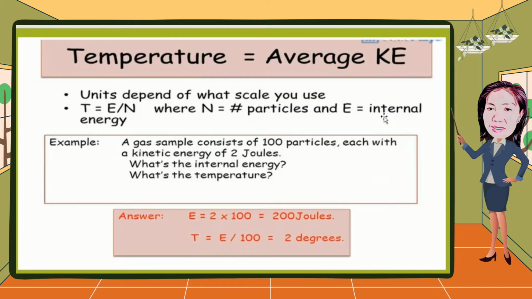So substitute now the value of E, the total kinetic energy, which is 200 joules, divided by how many particles? There are 100 particles. So 200 divided by 100, that's the number of particles. That will give you 2 degrees. That is the temperature of the substance.